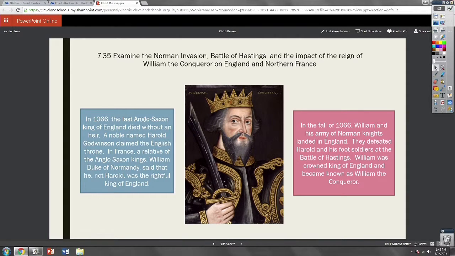In the fall of 1066, William and his army of Norman knights landed in England. They defeated Harold and his foot soldiers at the Battle of Hastings. William was crowned King of England and became known as William the Conqueror.